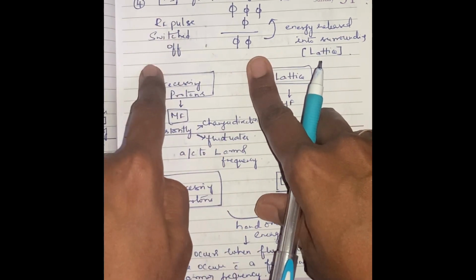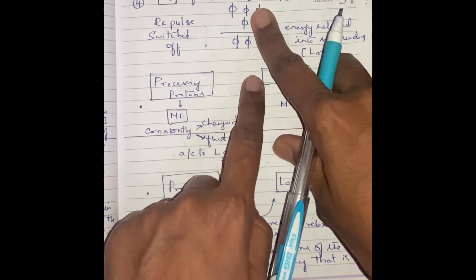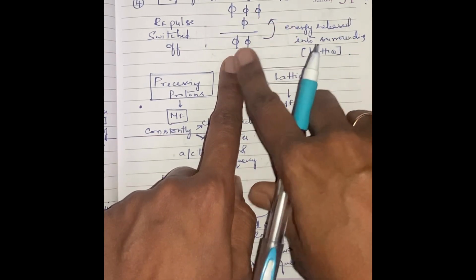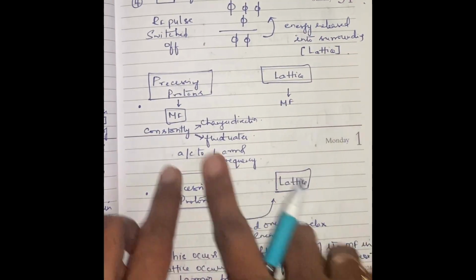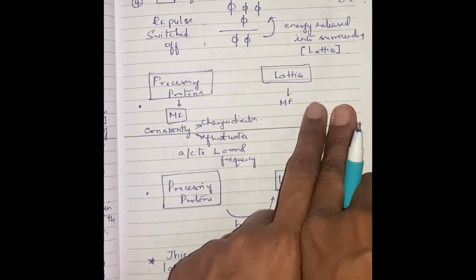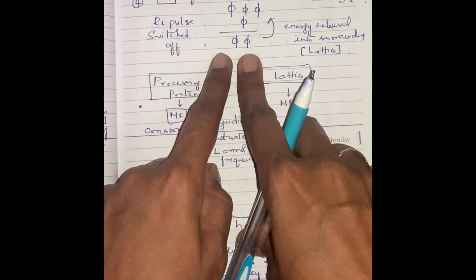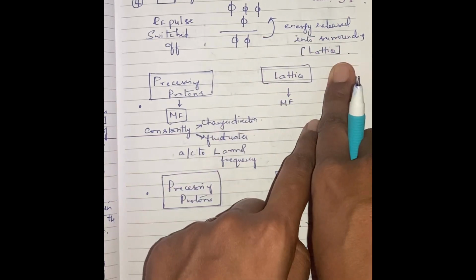When this RF pulse is switched off, these protons lose the energy and they go back to their lower energy state. When they are going back to the lower energy state, they release the energy into the surroundings. This is called the lattice. So we have precessing protons, we have a lattice, right? When the radio frequency pulse is switched off, these protons lose their energy and go back to the lower energy state. This energy is released into the surroundings called the lattice.